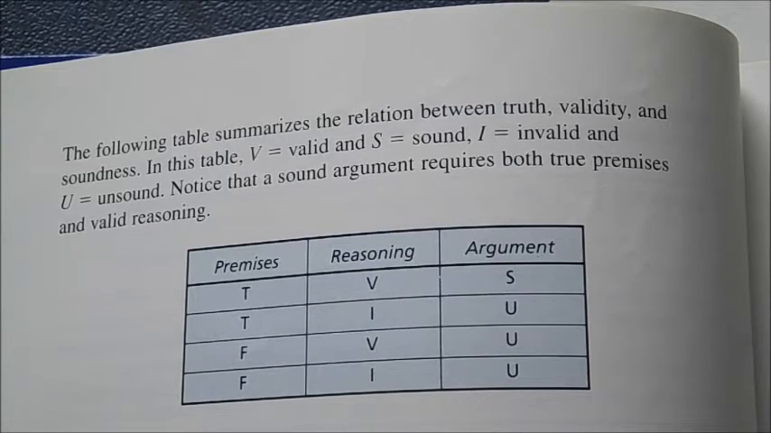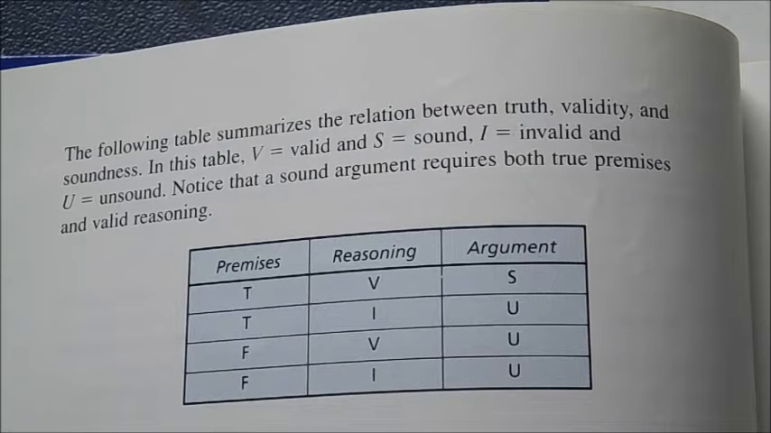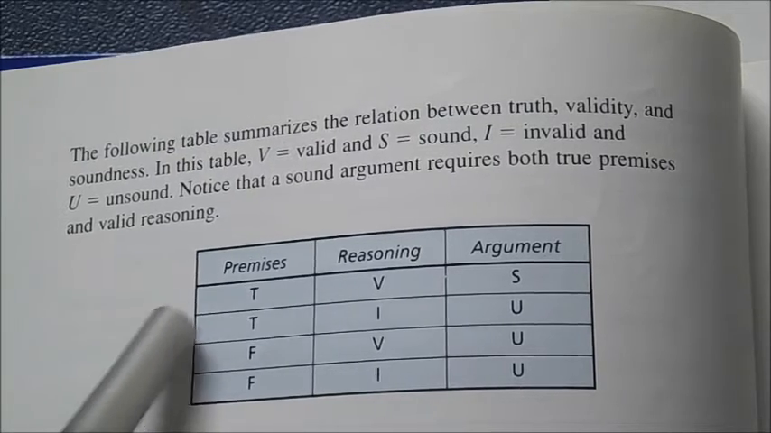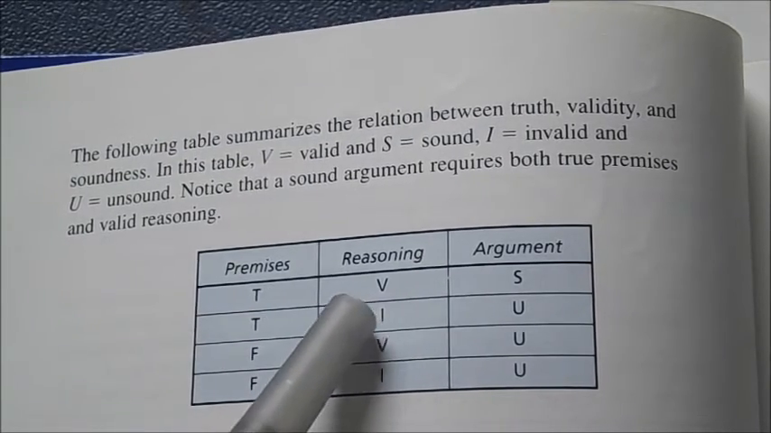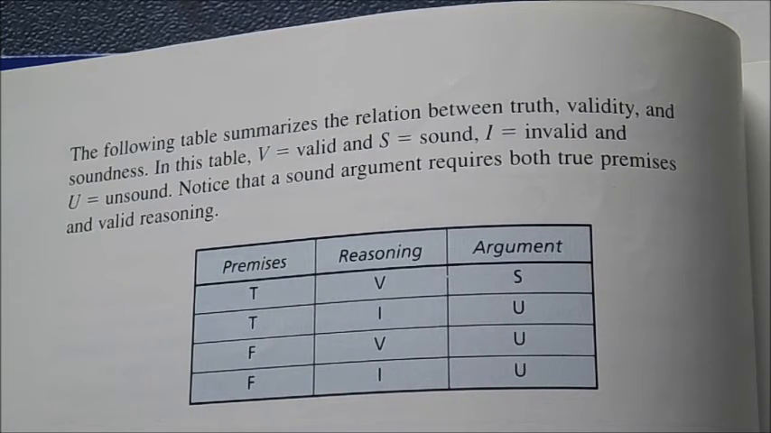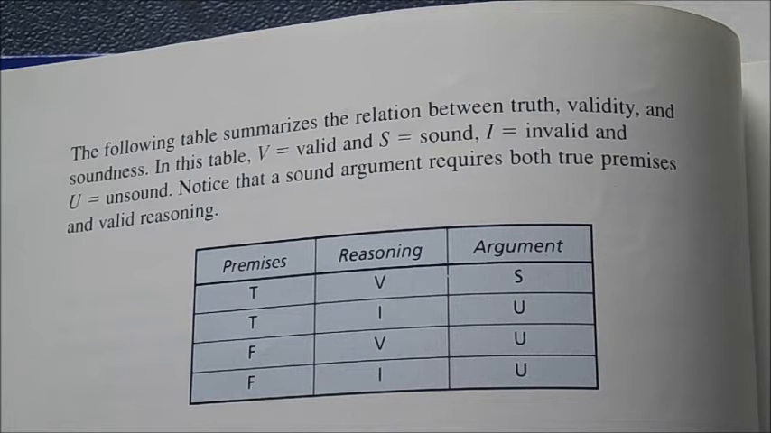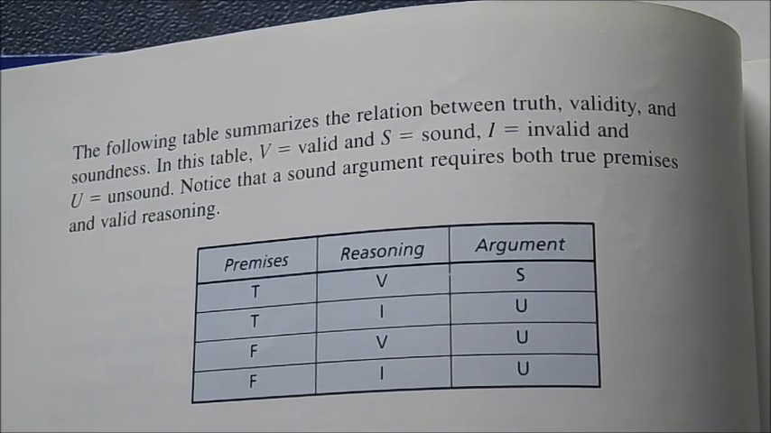The last bit for this section is just this table. It's not even a truth table, but it is a table. It's a summary of soundness and validity. So you can just see, you could follow it along. If your premises are true and you have valid reasoning, you get a sound argument. So you could study that there, and that's the little intro to section 5.5. I think that should be enough for you to work through the section, and I'll get another video up for 5.6.